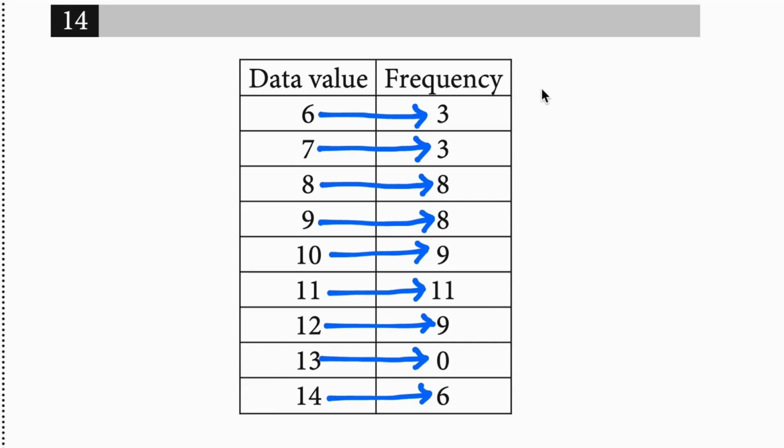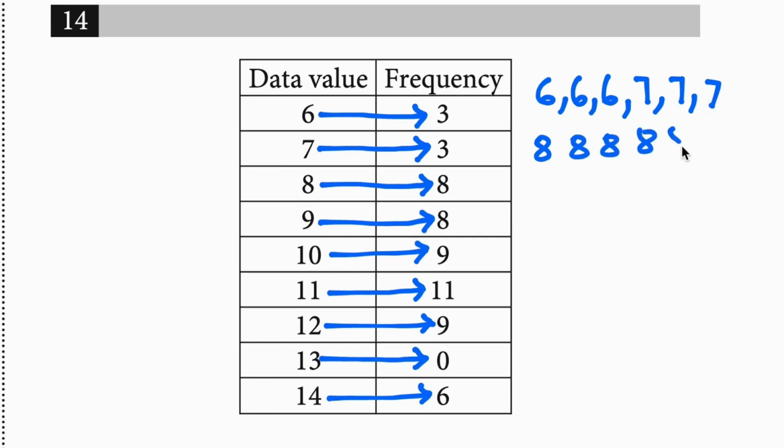That means if I write this value, it's like 6, 6 times, then 7 3 times, then 8, 8 times, 1, 2, 3, 4, 5, 6, 7, 8, like this. Similarly, we can continue and write all the values. Okay, this is the meaning of frequency. So data value and frequency.